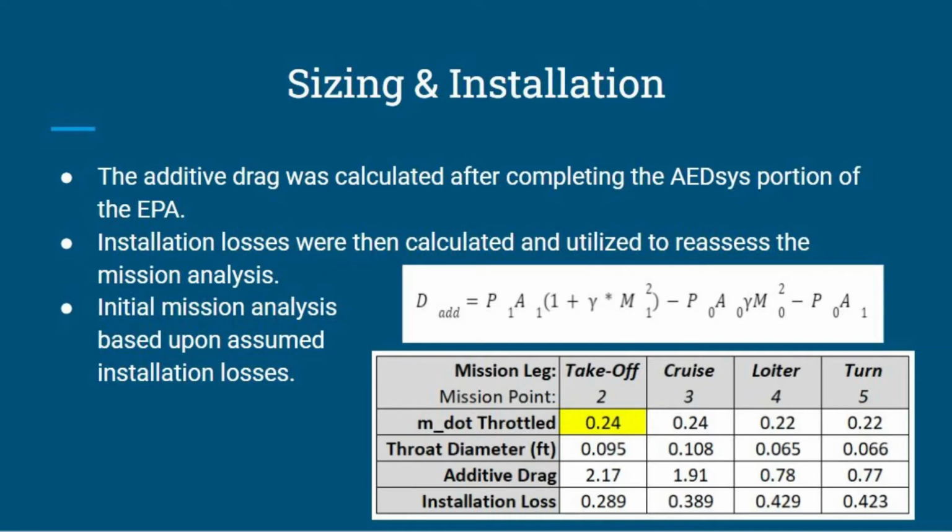Upon completion of the HSIS portion of the engine performance analysis, the additive drag was calculated using the equation shown. Then the actual installation losses were found using these additive drag values. These installation losses, along with the actual thrust-specific fuel consumptions, were then plugged back into the mission analysis. In this way, we are accounting for the actual losses rather than those previously assumed in the RFP.